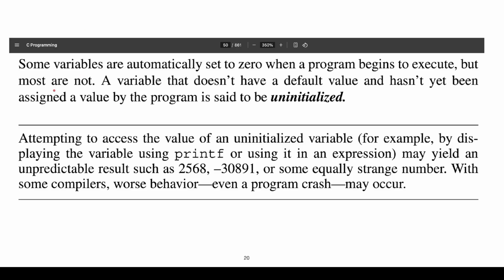Now, some variables are automatically set to 0 when the program begins to execute, but this is not always the case. A variable does not contain a default value, so it can hold an accidental value. If the variable is not initialized, such variables are called uninitialized. We already observed that if I try to access an uninitialized variable, I get random values or garbage values.